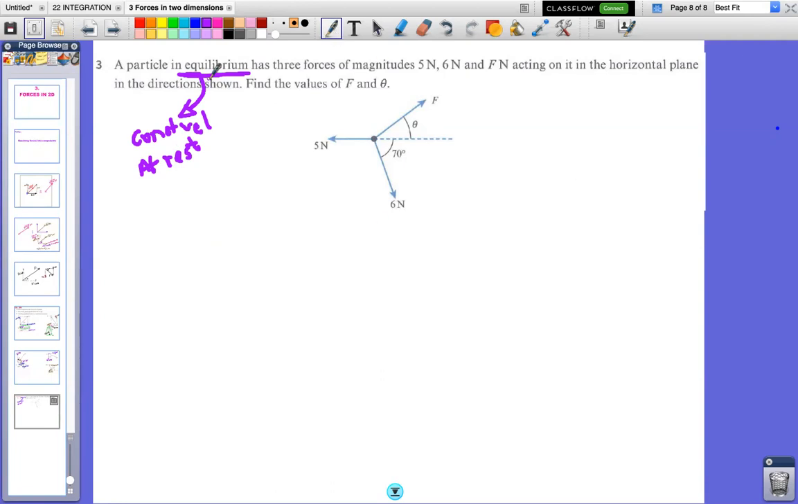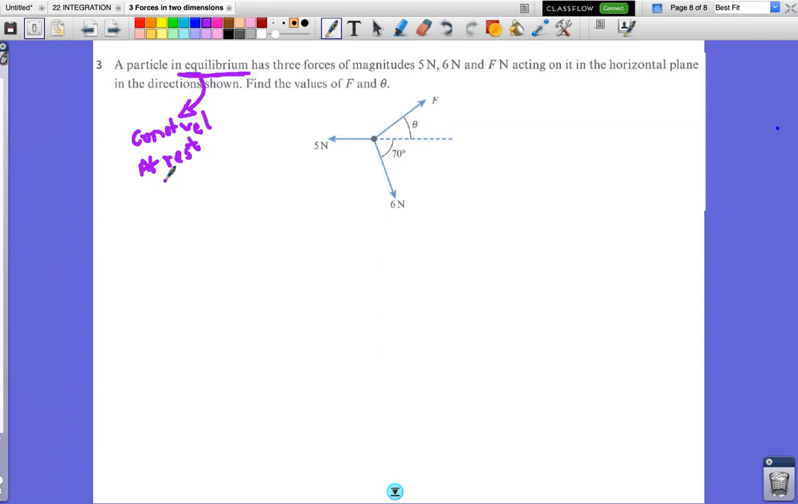What does it mean for Newton's second law? It means that the horizontal component, the resultant force is 0. In the vertical component, yes, the resultant force, the sum of F, is also 0. Because constant velocity means acceleration is 0, so the sum of forces is 0. So horizontally it should be 0 and vertically it should be 0.